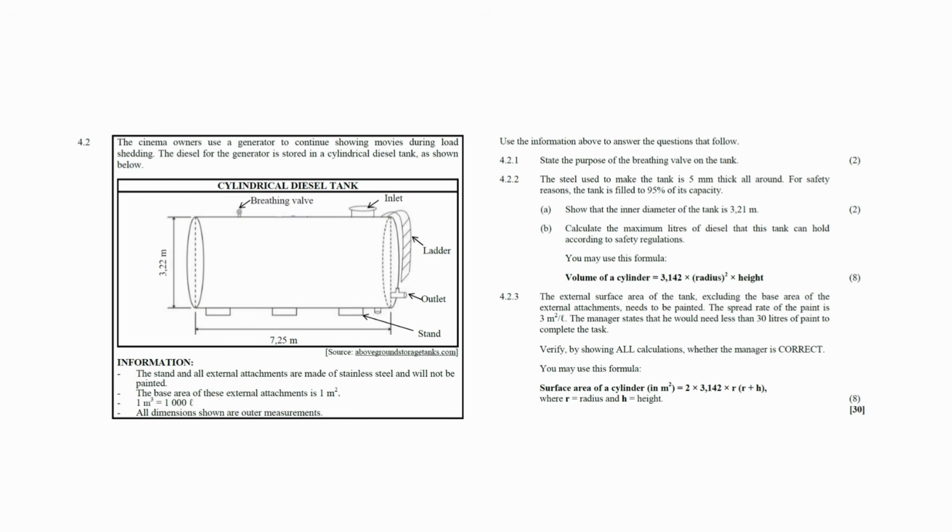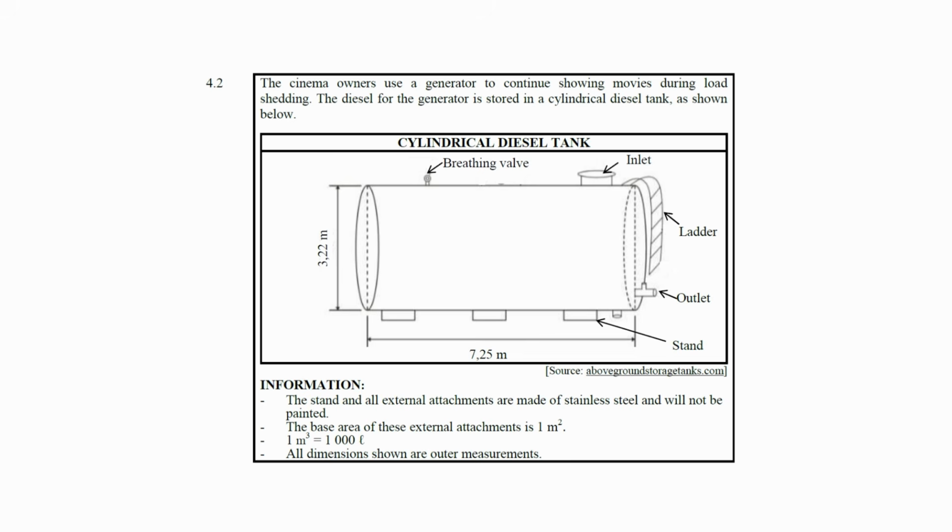Question 4.2 consists of 1 maps and plans question and 3 measurement questions that were designed to assess your understanding of volume and surface area of cylindrical tanks. You are given a diagram of a cylindrical diesel tank. You are told that the tank needs to be painted. 2 dimensions are given in meters, and you are also given the following information. The stand and all external attachments are made of stainless steel and will not be painted. The base area of these external attachments is 1 square meter. 1 cubic meter equals 1000 liters, and all dimensions shown are outer measurements.